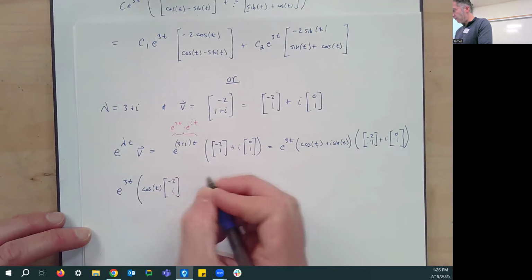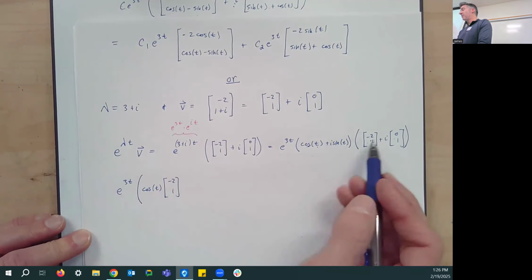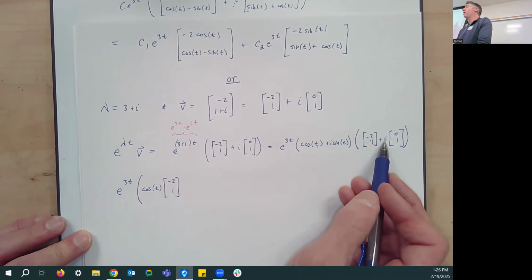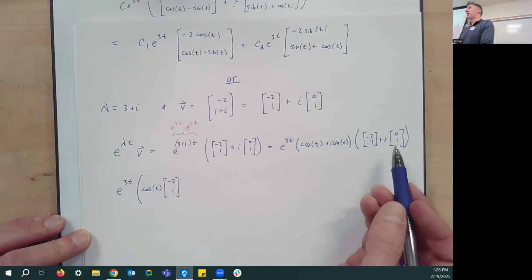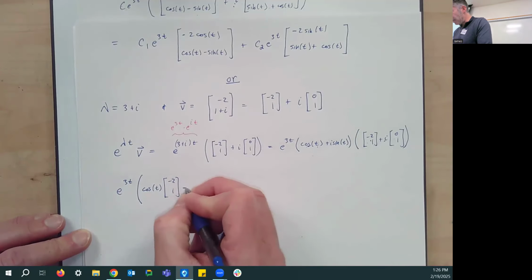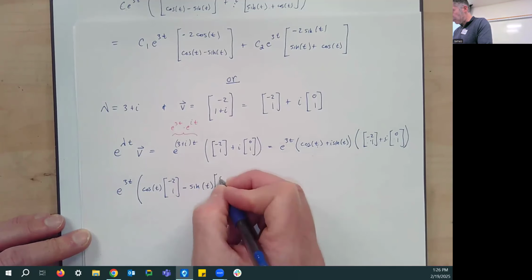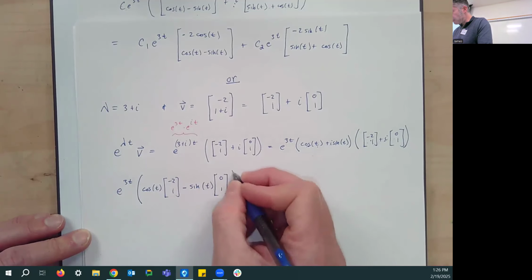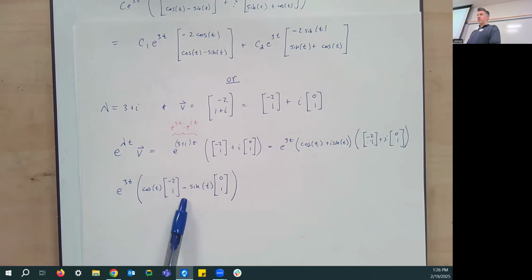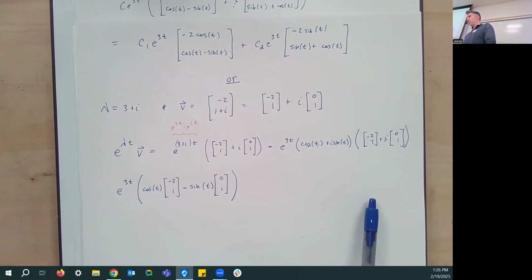And I'm going to have i times sine times another i, which is i squared times sine, which is negative sine. So it's going to be negative sine of whatever your angle is times the imaginary part of the vector. That's why you're getting that minus sign there. So whenever you do it this way, it's always cosine, negative sine, and then it's going to be cosine, sine over here, both positive.